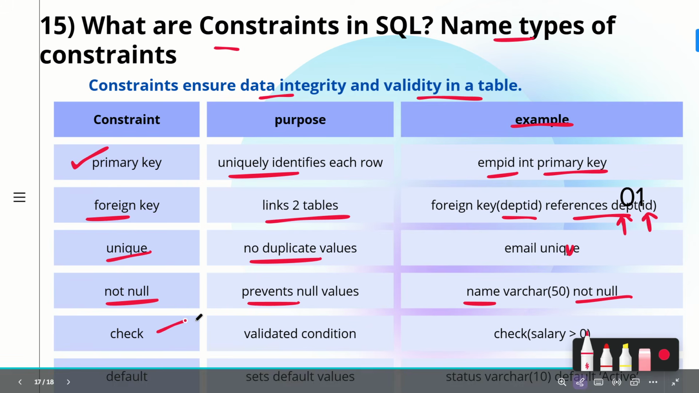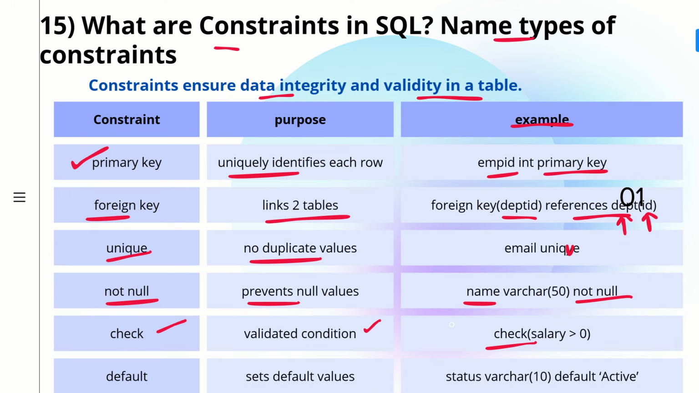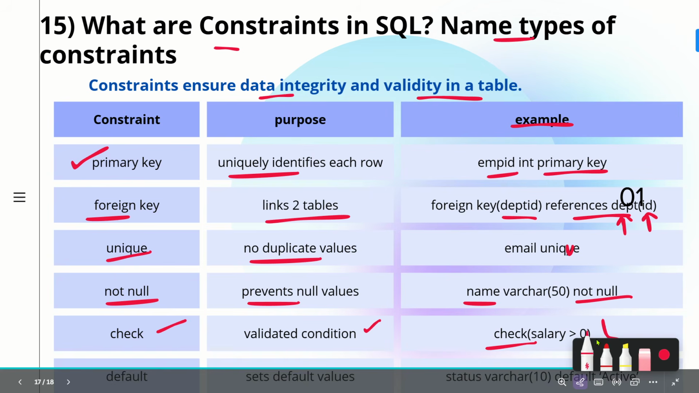Then we have the check constraint. How do we use it? It is useful for validating any condition, like checking that salary should be greater than 0. You can write a check that salary should always be greater than 0, or age cannot be greater than 100, or age cannot be less than 0. Such conditions you can write here.